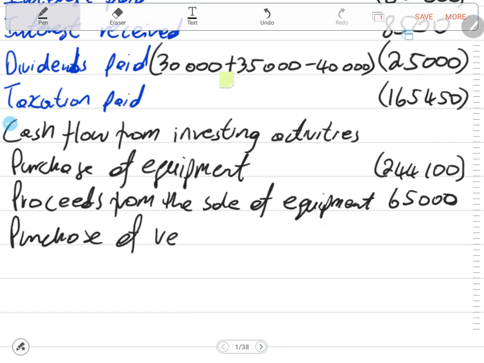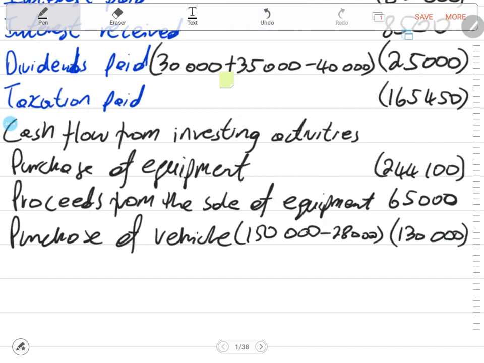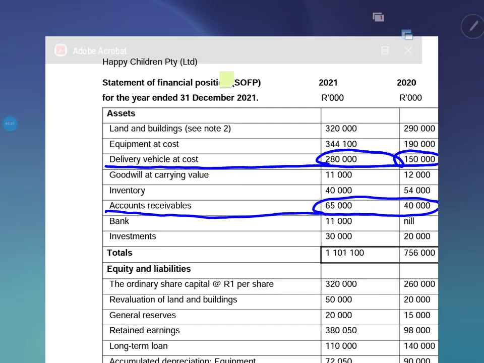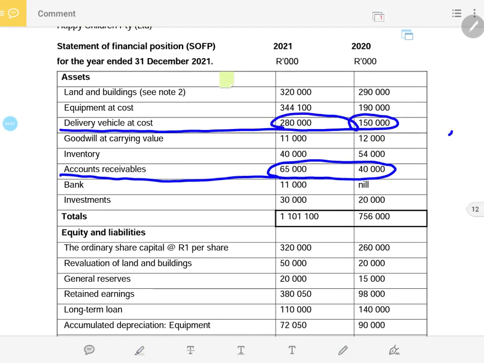So 130,000 rands is the purchase of vehicle, which is a delivery vehicle. 150,000 rands minus 280,000 rands, which is the closing balance, will give us 130,000 rands. It is an outflow of cash because we bought more motor vehicles. The minute assets are increasing, that means we bought more assets, then cash went out of the organization to buy them, hence 130,000 rands indicates an outflow of cash and is negative.